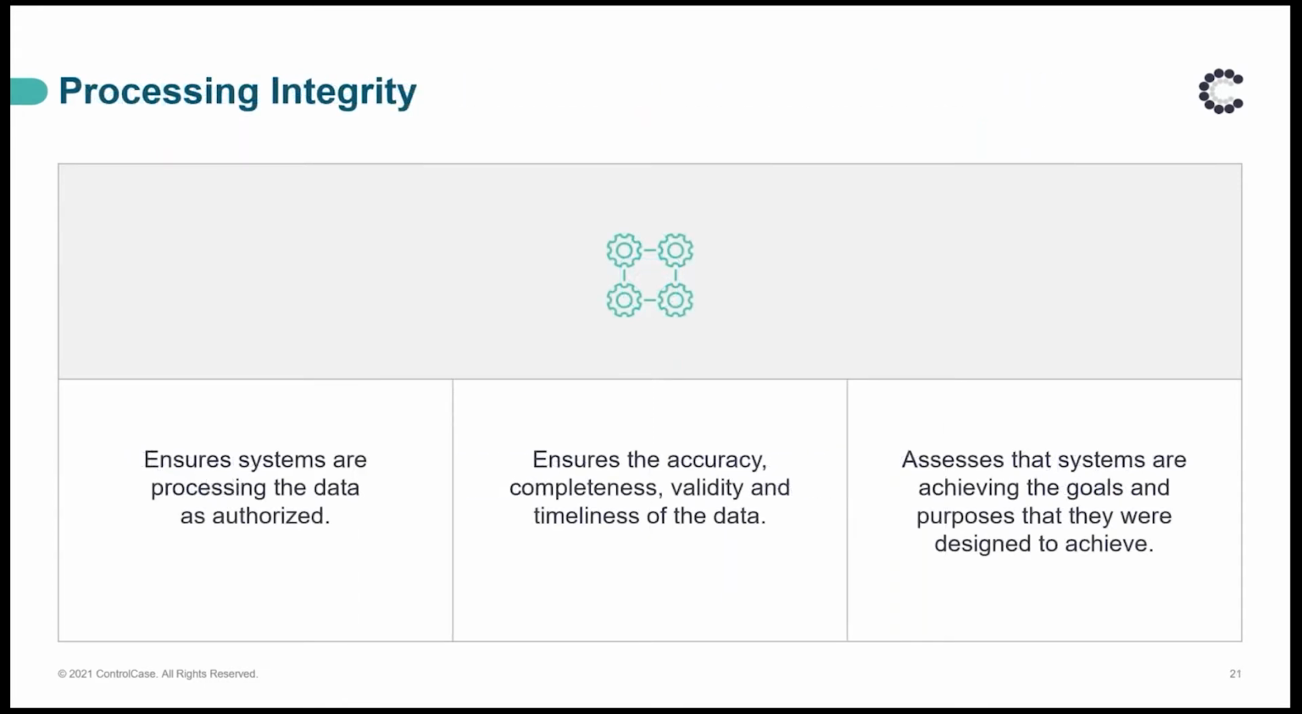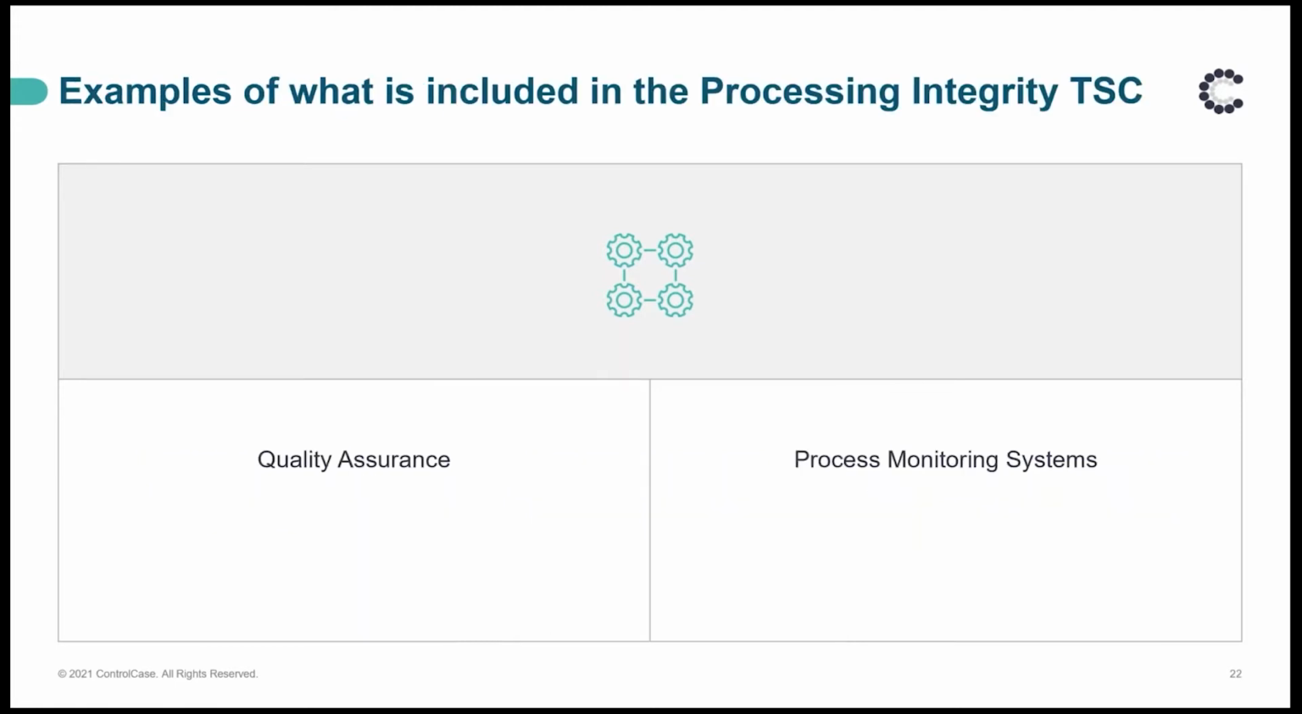Processing integrity. Processing integrity really talks about how the data is flowing through the system. As data comes into the entry point of the system and goes out in any kind of output, be it a report or any other type of output, how is that data going through the system? Are there checks and balances to make sure that the data is maintaining accuracy, completeness, and timeliness? What is inherent to processing integrity? Quality assurance checks and process monitoring systems.